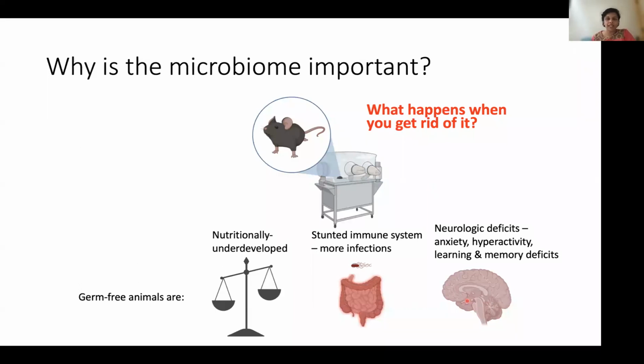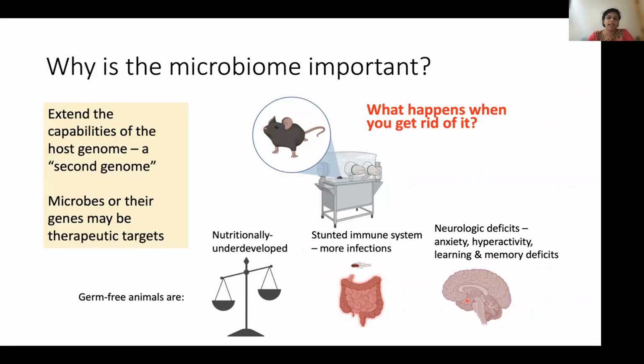They are anxious, they're hyperactive, they have learning and memory deficits. And so these are three really important ways that our microbiome contributes to our well-being. So our microbiome serves really important functions for the host. And these are just three. There's actually more that I didn't get into.